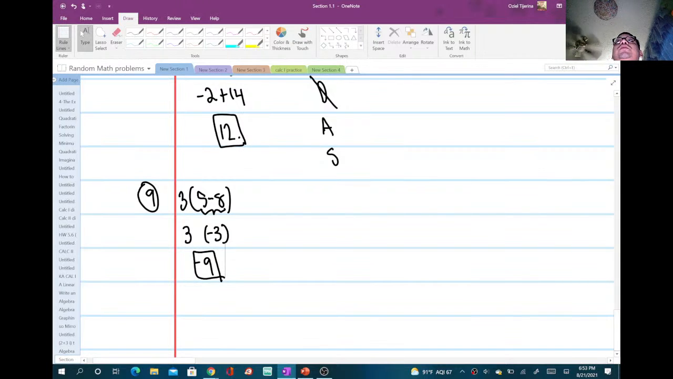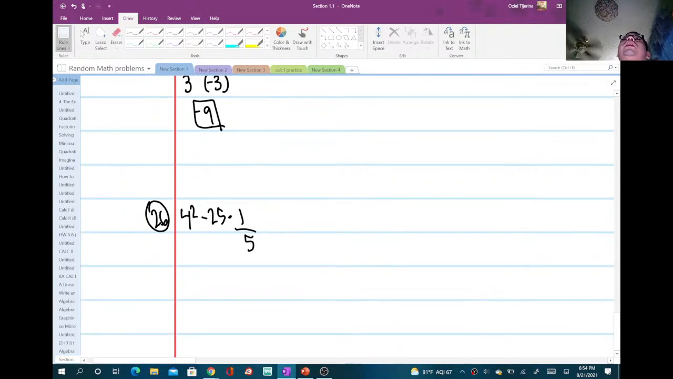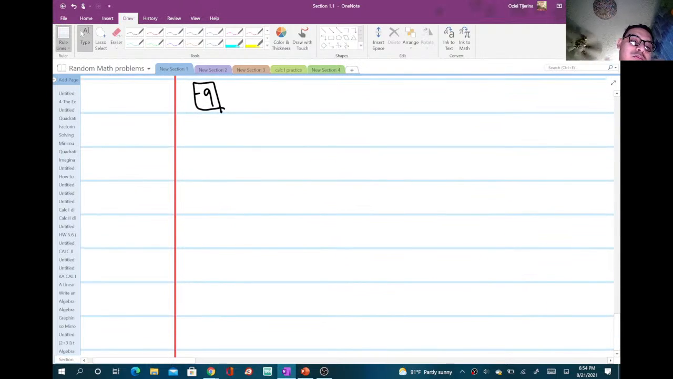Let me do one with a fraction, and then that'll be it. I'll do number 26. Number 26 is 4 squared minus 25 times 1/5. Okay, actually, I'll keep going with the ones that I'm already doing.